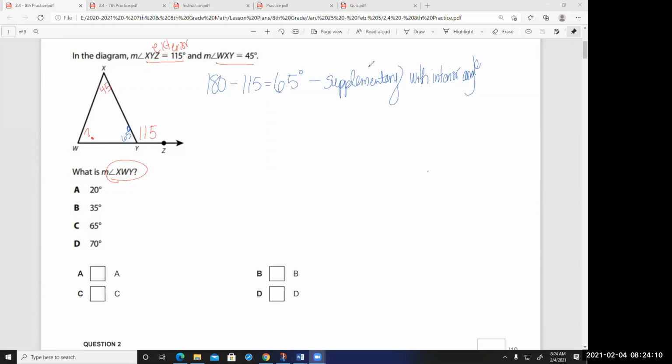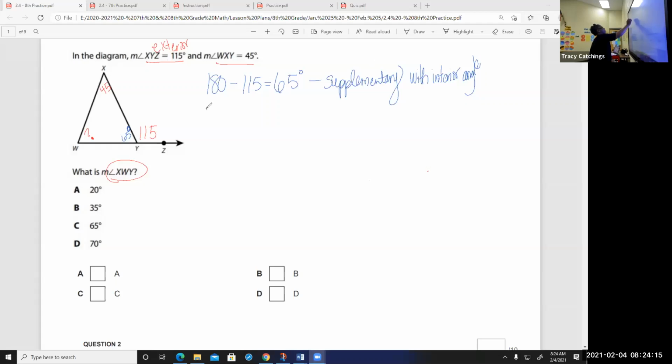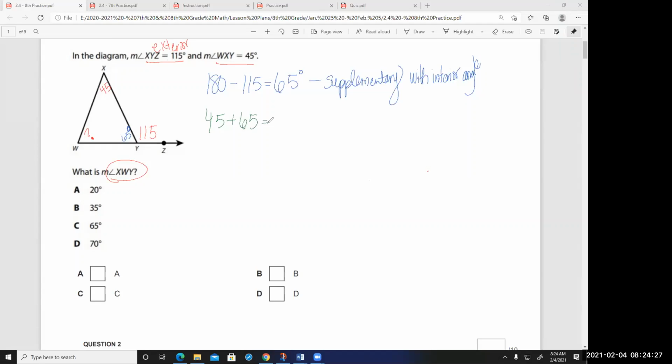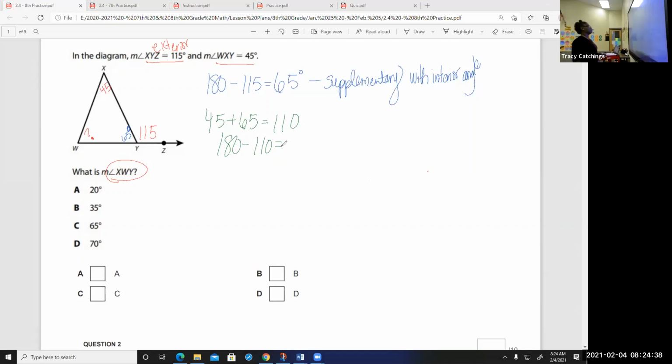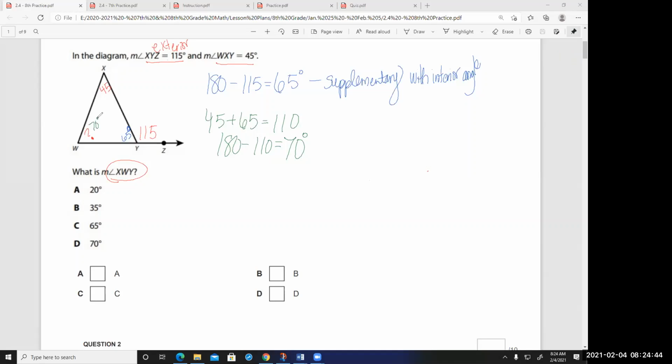You can add up 45 and 65, and then subtract that from 180. Why did you do that, Brian? $110. $70. And what told you to do that? Because the triangle is going to equal 180, and we already had two angles, so we just had to figure out what the third one was. Good job.